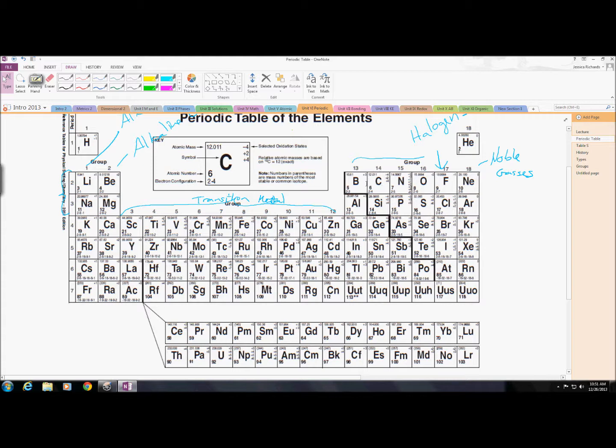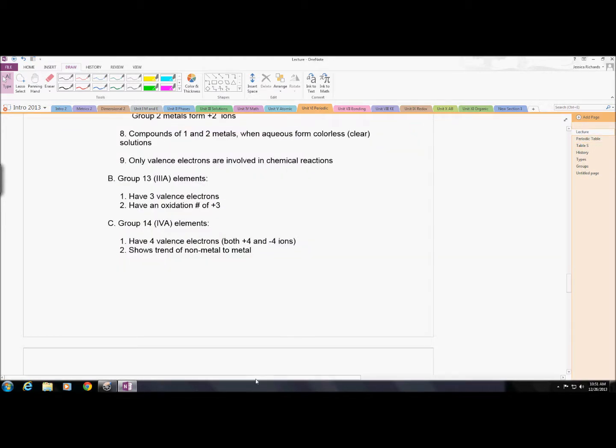Black, dull, brittle, solid. Silicon and germanium are both metalloids, so that's more metallic than carbon. They start to get silver and shiny, but they're still brittle. And then Sn is tin and Pb is lead. Tin and lead are both definitely metallic, and you are familiar with tin and lead being metals. So we see this beautiful trend of going from nonmetals to metals as we go down group 14.